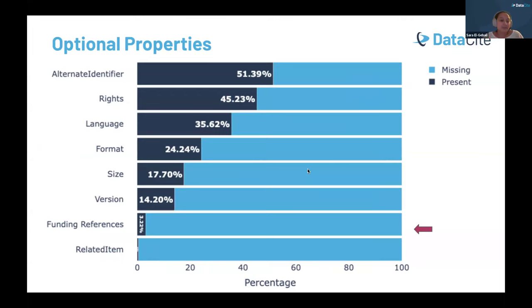And if we did have that field consistently filled, it could provide us with a more comprehensive understanding of how financial resources are distributed across global research efforts. So in the next few slides, we're going to look at why funding information is so important to be captured.